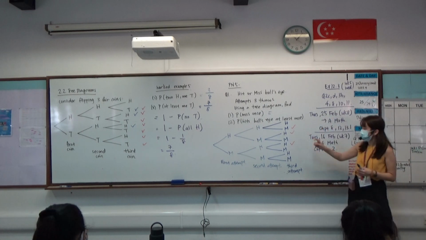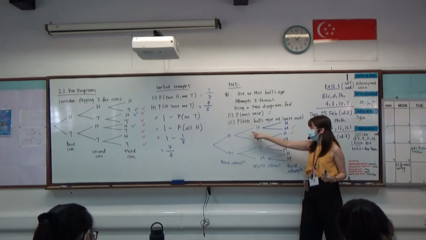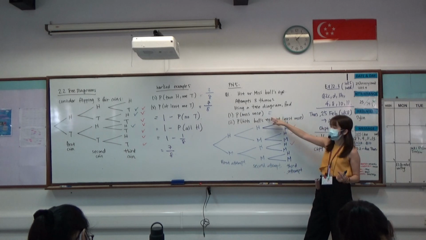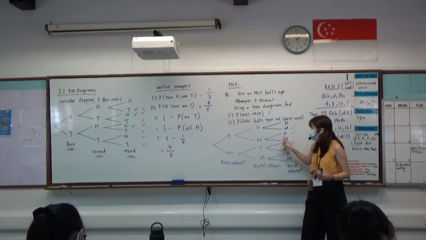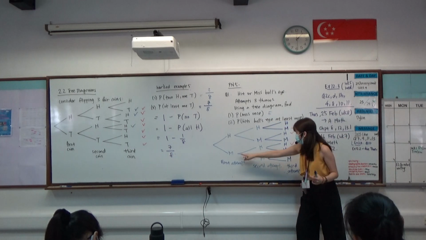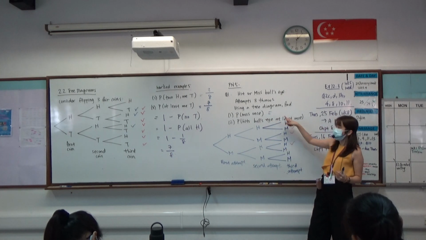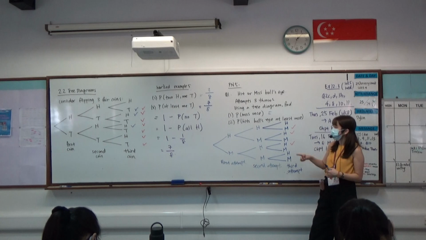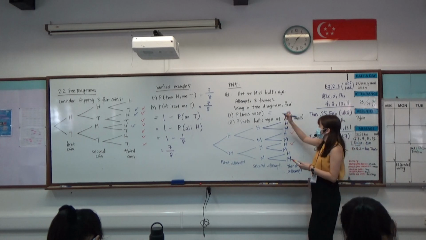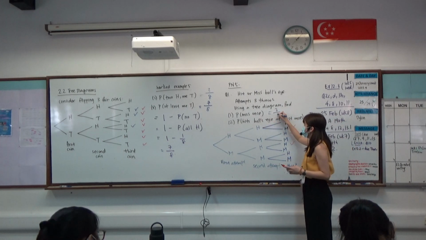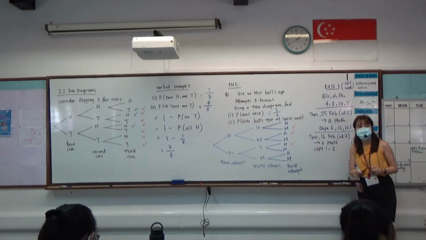So we see that along this branch, hit, hit, and miss, that is missing it once. Then we have hit, miss, hit, missing once also. And then we have miss, hit, hit, which is also missing once. So we see that there are 3 that actually fulfill the event out of a total of 8.